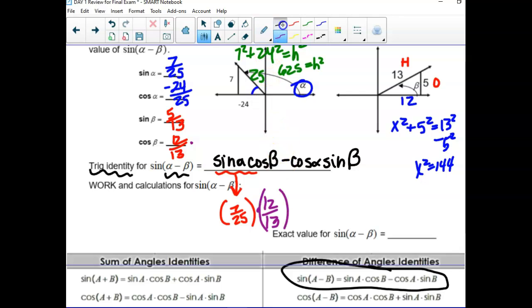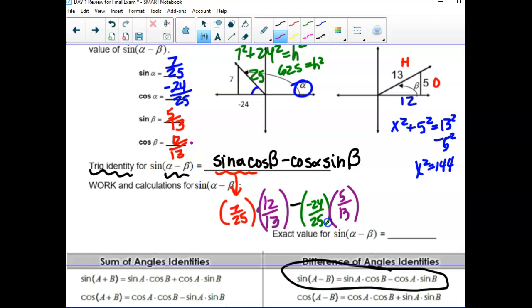But do you see what I'm doing, guys? I'm just substituting in values. I don't need the word cosine and sine anymore. You're substituting in the value of the function. Cosine alpha was negative 24/25. And then the sine of beta was 5/13.